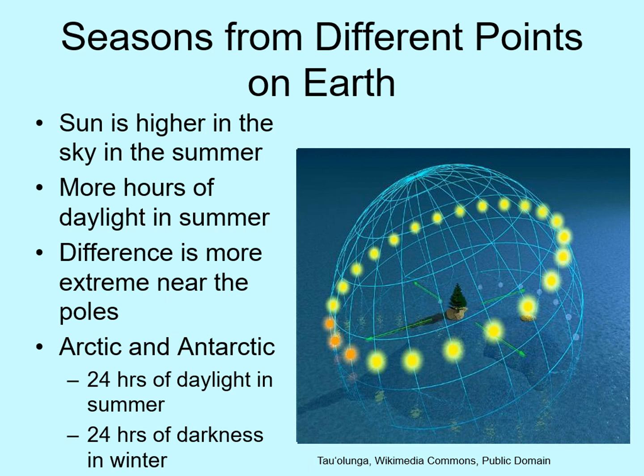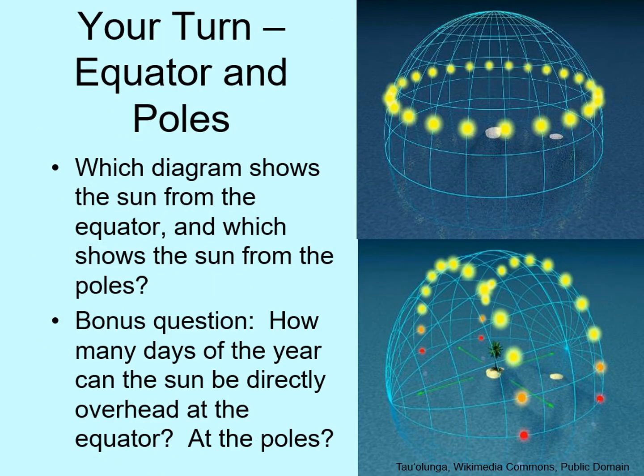What would you expect these pictures to look like if they were drawn for the equator, 0 degrees, or the poles, 90 degrees? So which diagram shows the sun viewed from the equator, and which shows the sun from the poles? If you need a little help, find the palm tree.